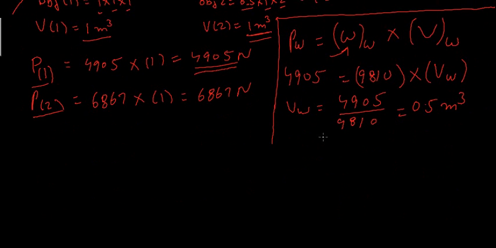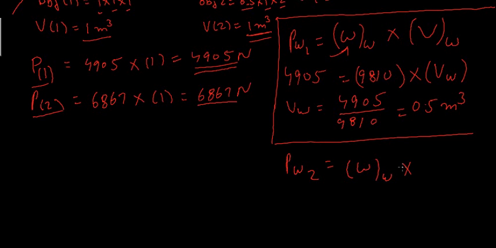Okay, and let's talk about the second object. Similarly, the second object's weight is 6867 newtons. So this is object number 1 and then we go to object number 2. So the force that the water is putting on object number 2 is nothing but the specific weight of water multiplied by the volume which has been displaced by the second object. So again we know that the force that the water is putting is equal to the force of the object.